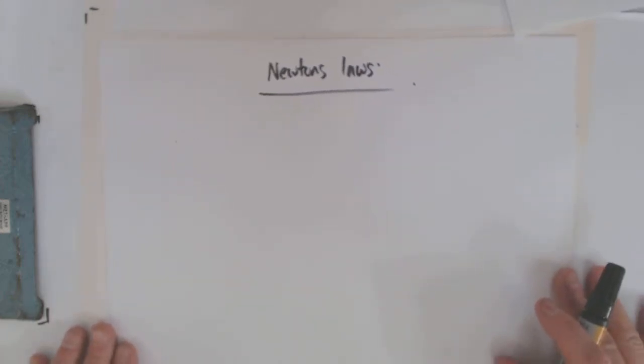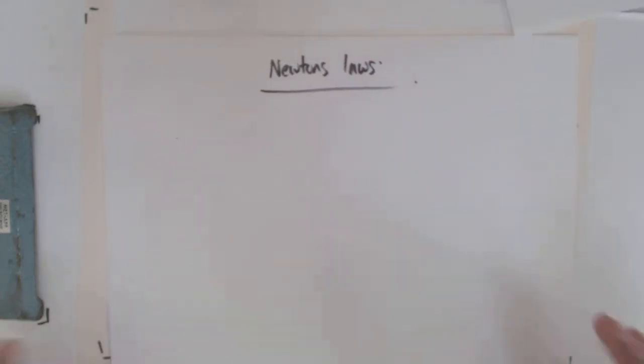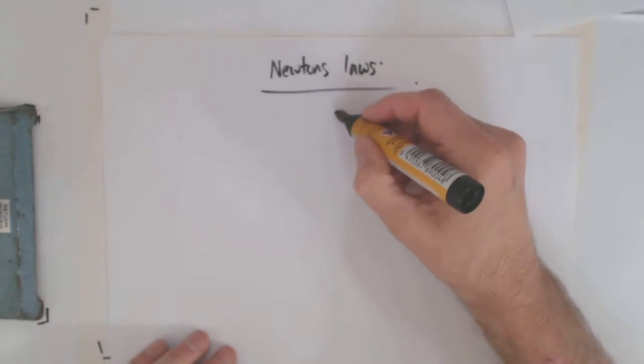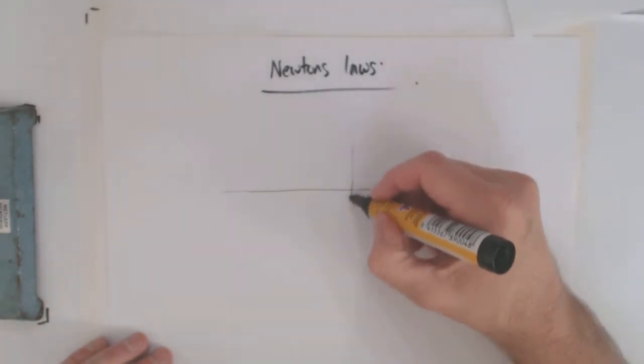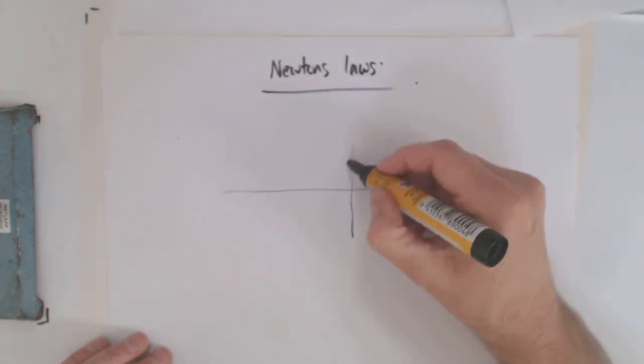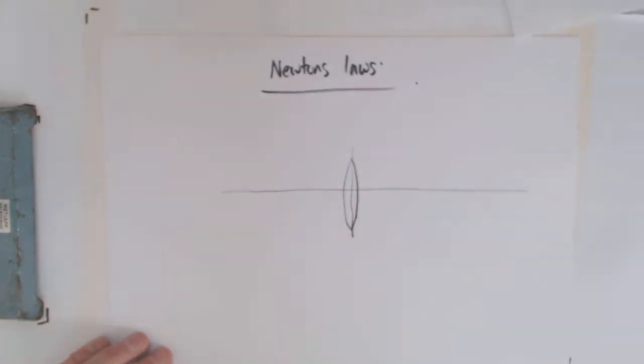Now, what I wanted to look at here is something called Newton's laws. These laws are very similar to Descartes, but we've got some different ways of looking at things, and you do have to know about this as well. So let's just start with, and I'm just going to draw these roughly so that you get an idea what's going on, the converging lens.